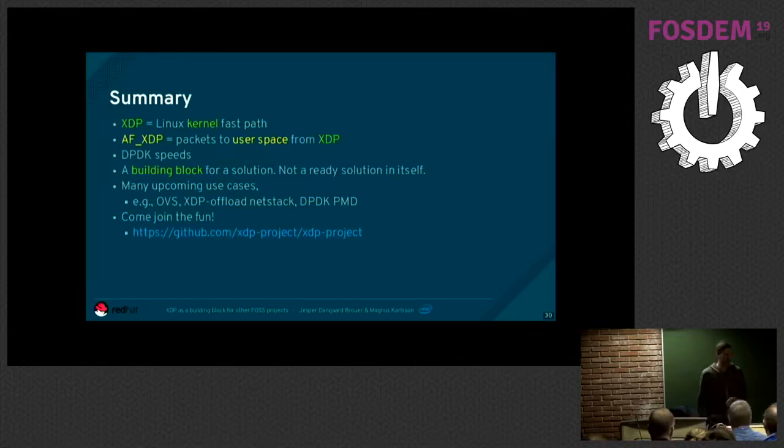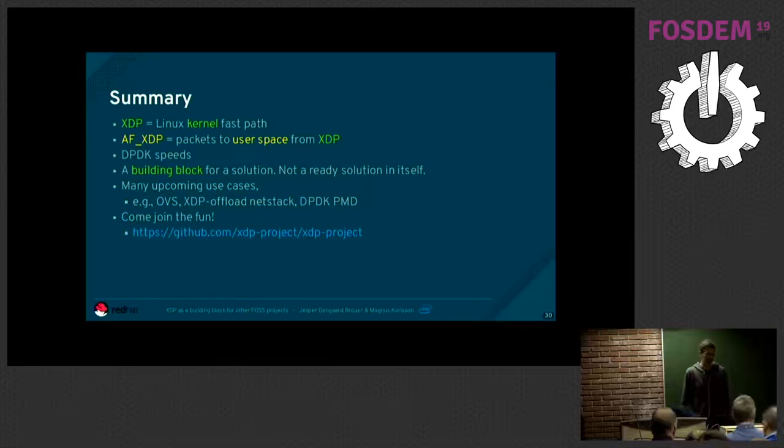Okay, to summarize, XDP, Express Data Path, is the new Linux kernel fast path, and AFXDP is just getting packets to user space from XDP, unmodified after that. And we're trying to hit DPDK-like speeds. Never going to be as fast, but if it's 80% of that, great. And it's a building block for solutions, both these things. It's not a ready solution in itself. You have to build stuff on top of it or inside it.